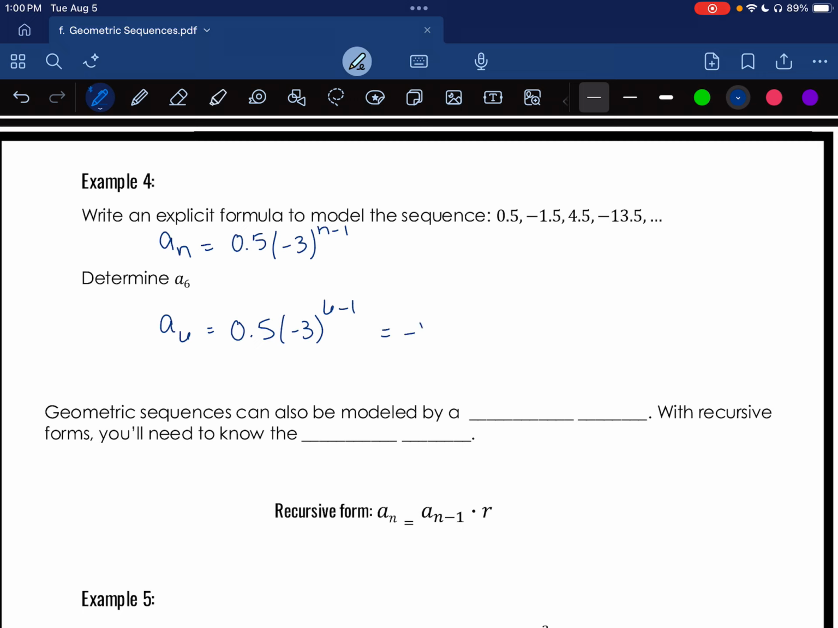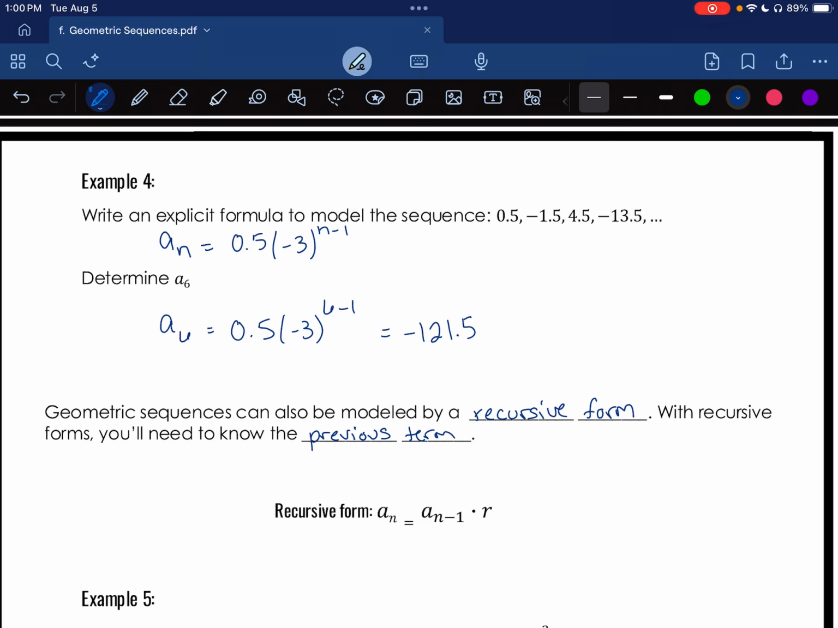All right, so geometric sequences can also be modeled by what's known as a recursive form. So in recursive form, you'll have to know the previous term. So rather than it being a function of the term number where I could just plug in the term number and get out whatever I had before, I'm going to need to know the previous term for this recursive.